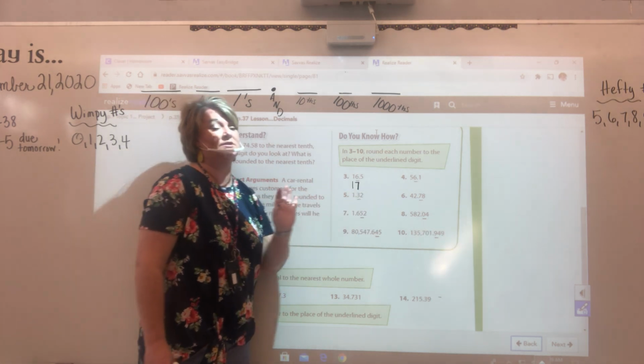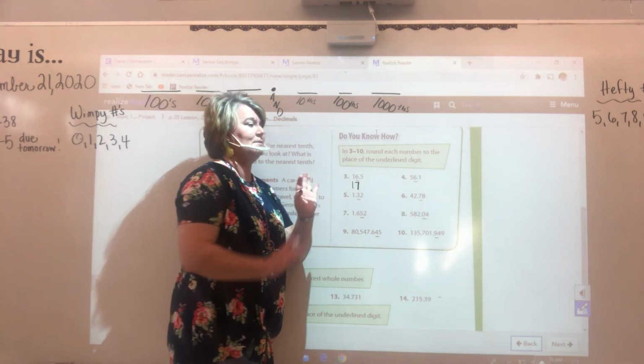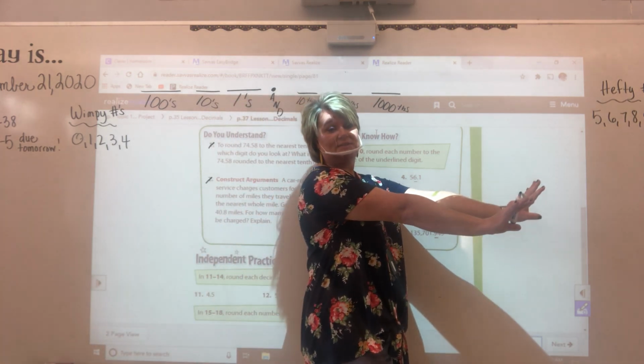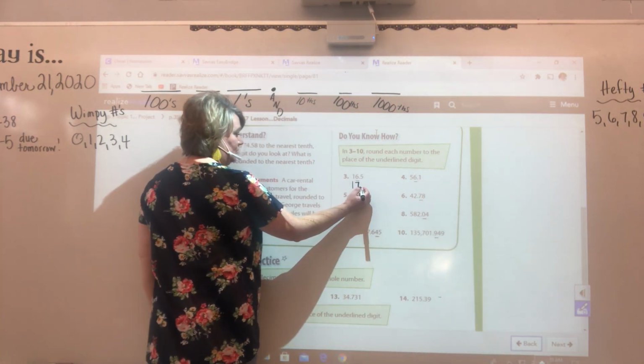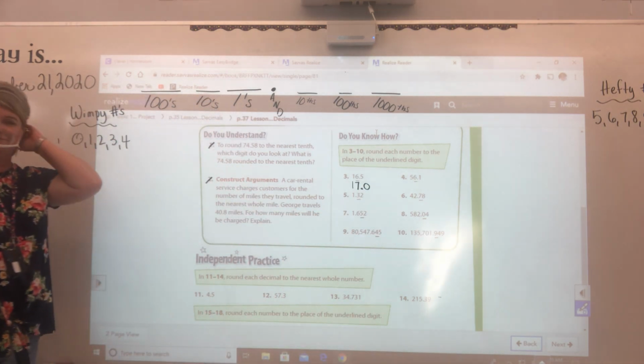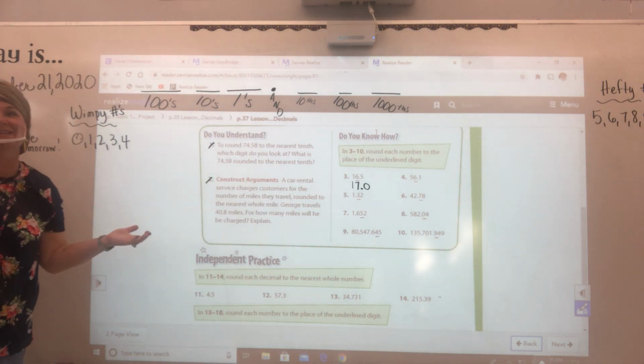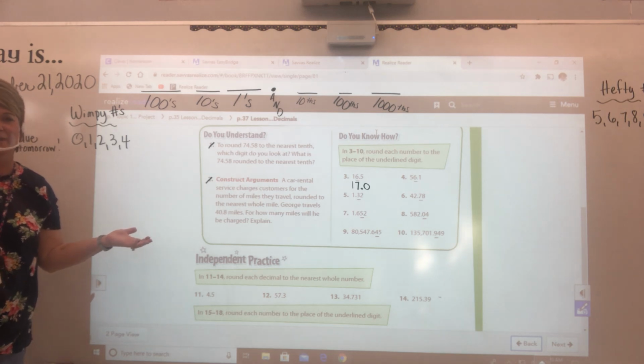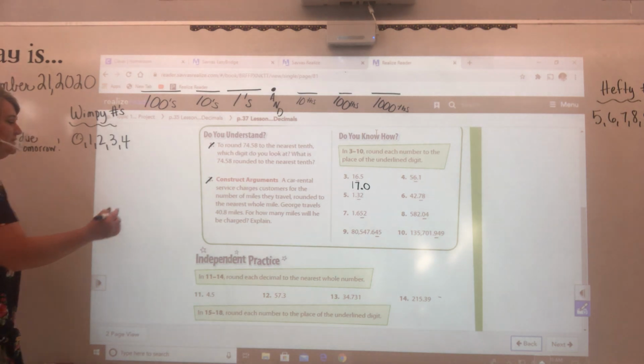Now we've got to figure out what we do with the numbers behind. Everything behind the line all just changes to 0. So you would put a decimal and a 0. Now let's talk about that. You don't really even need that 0 at the end of that decimal, because you remember, what's this number?